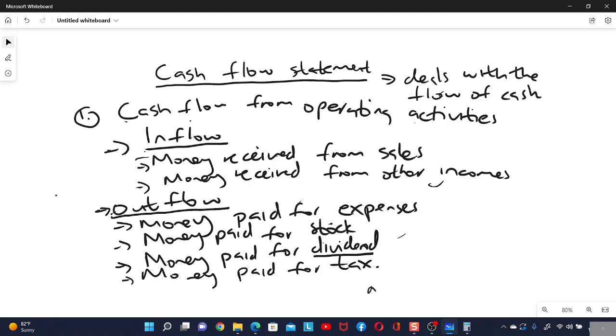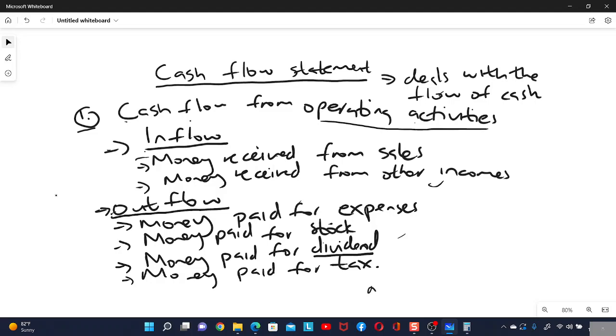The cash flow is separated into three parts. The first one is the cash flow from operating activities. The cash flow from operating activities involves the buying and selling of the inventory, when we are receiving money from our debtors, when we are paying our creditors, and also when we are paying the expenses of the business. So let's look at the inflow of cash from the operating activities.